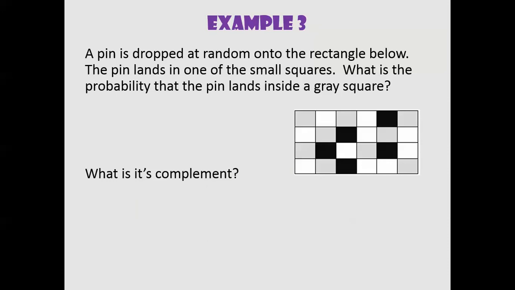All right, example 3. This is another one that I'd like you to complete on your own. A pin is dropped at random onto the rectangular mat, and it's going to land completely in one of the small squares. So what's the probability that the pin lands inside a gray square, and then what's the complement of that? So stop the video, please, and go ahead and do those on your own. Start it up again when you're finished.